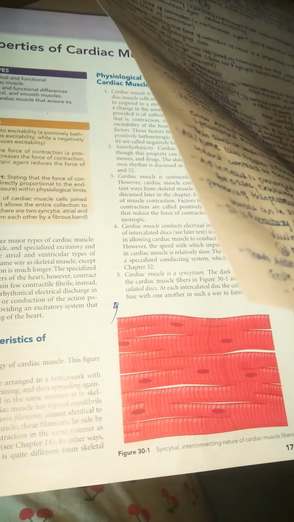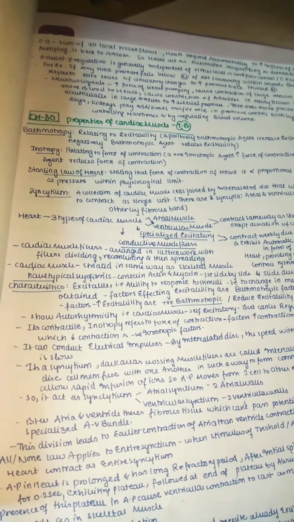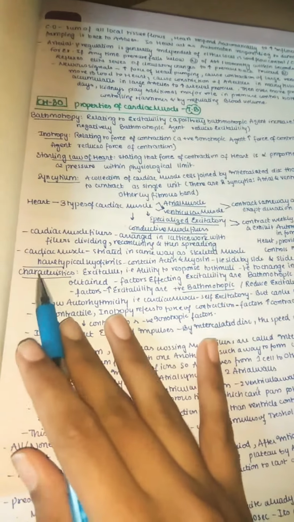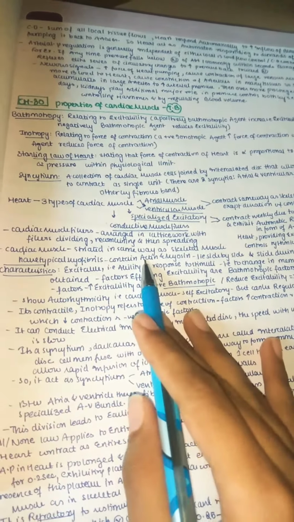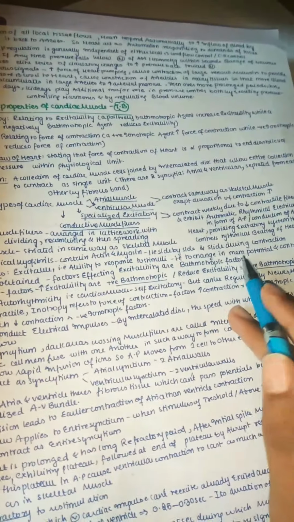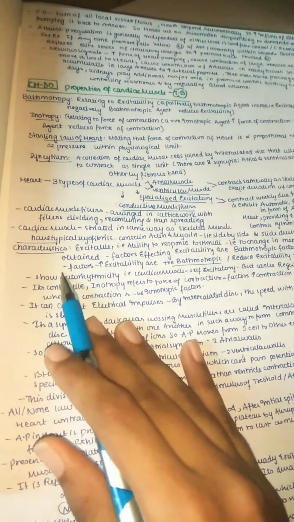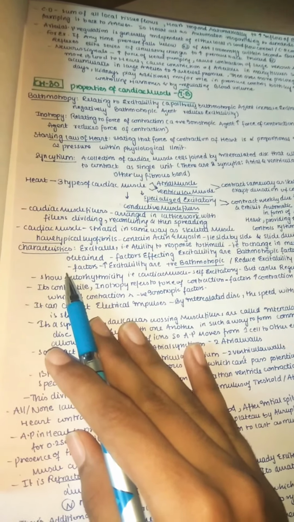You can see again they are recombined, again spreading. So this means if you see an overview of cardiac muscles, they appear like that. So cardiac muscle is striated in the same way as a skeletal muscle, and they have the typical myofibrils which contain actin and myosin, and they lie side by side, and they slide during the contraction similar to a skeletal muscle. And now let us see the characteristics of a cardiac muscle.